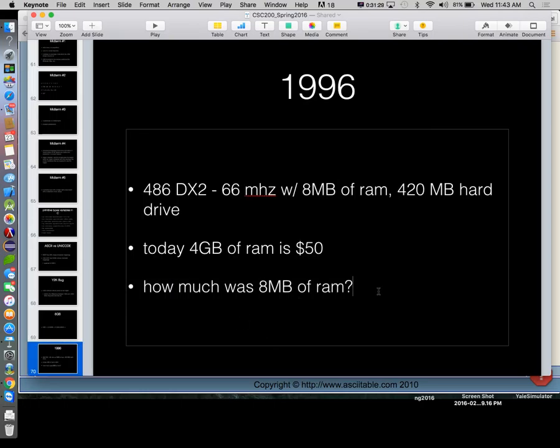How much do you think 8 megabytes of RAM cost me in 1996? Say that again. $700? Nope, too low. It's too high. So it's about $1,000.